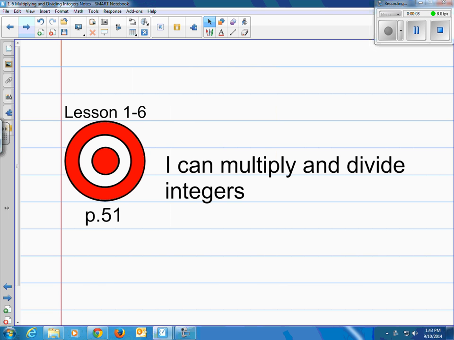Today's lesson is 1-6, page 51 in the book. Target is I can multiply and divide integers.